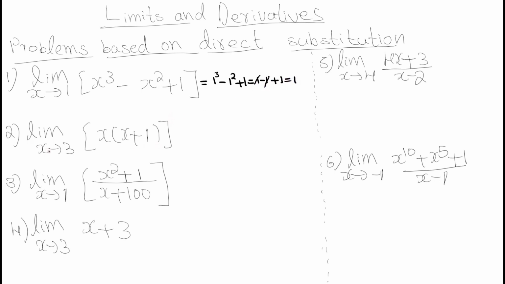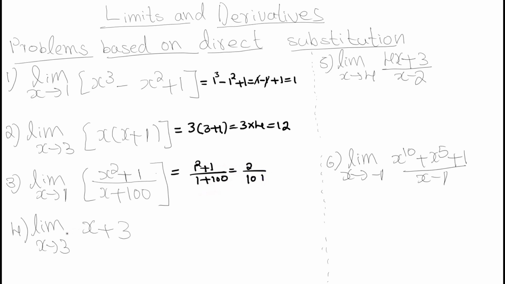The second question, limit x tending to 3 of x into x plus 1. So substitute x equal to 3 here, we will get 3 into 3 plus 1. So 3 into 4, its value is equal to 12. Next question, limit x tending to 1 of x square plus 1 by x plus 100. Take x equal to 1, so 1 square plus 1 divided by 1 plus 100, it's equal to 1 plus 1 is 2 divided by 101.